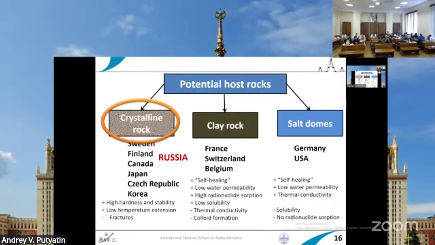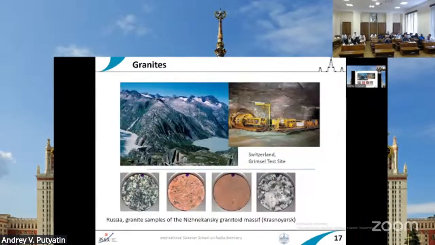nowadays, you know that in Sweden and Finland, there are already two sites very close to licensing and commissioning for the final disposal of the spent nuclear fuel. And in Russia, we also have chosen the crystalline rock formations in the Krasnoyarsk region. And this is one interesting example of an underground research lab. Actually, it is not an underground research lab because it is located in the mountains. And actually, it is very much above the ground.